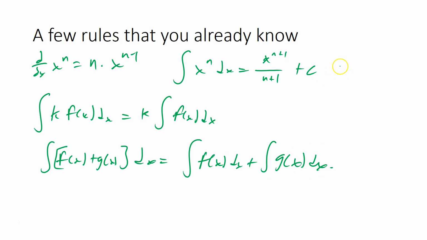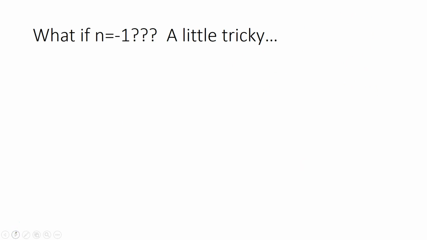Now, this only works if n is not equal to -1. Because if n is -1, this would be x to the 0 over 0. That's not happy. Okay, so what the heck happens if n is -1? It's a little bit tricky, right? So let's think about what that would be. That would be the integral of x to the -1 dx. That is the antiderivative of 1 over x dx.